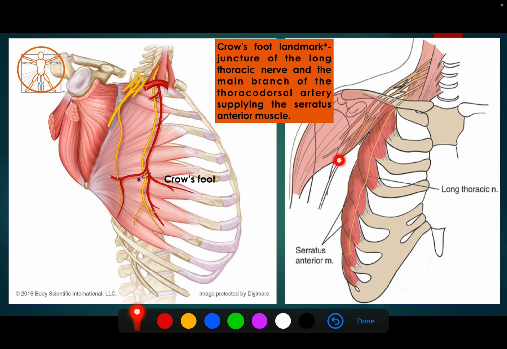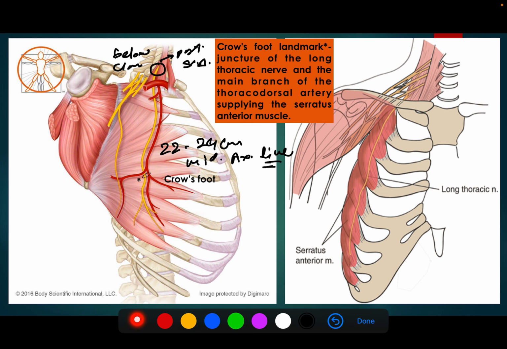We have the axilla over here. Below this, what is this one? The glenoid cavity. This is our axilla, so it's passing through the mid-axillary line. As it passes through the mid-axillary line, it goes down up to 22 to 24 centimeter in the mid-axillary line. Okay, passing here below the clavicle, and here you can see this is our posterior scalene triangle.